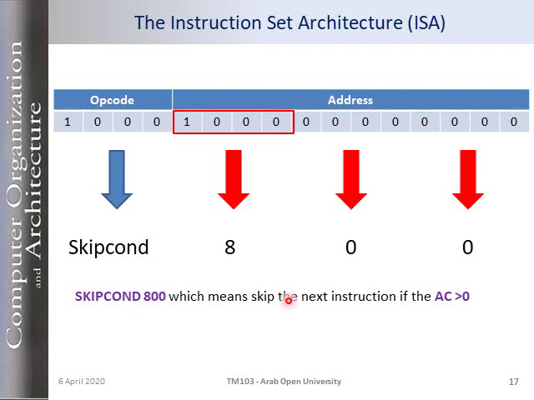Skip condition 800 means that our condition is whether the accumulator is greater than 0. If it's true, we will skip the next instruction. If it's false, we're not going to skip the next instruction.